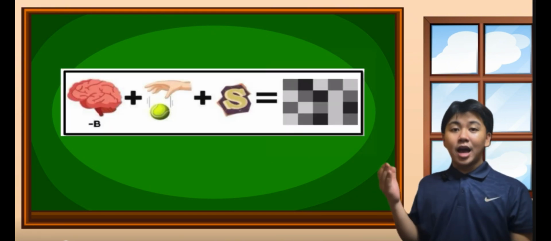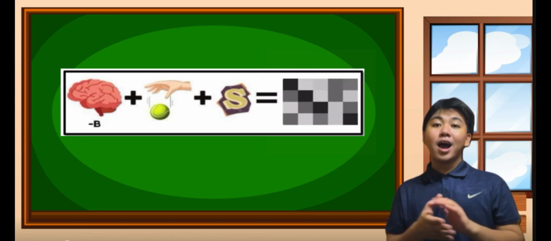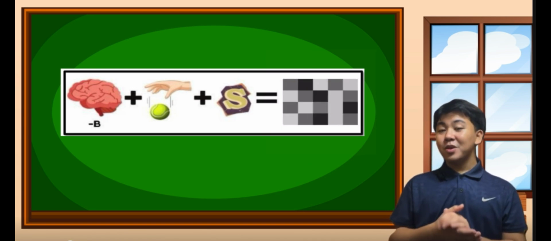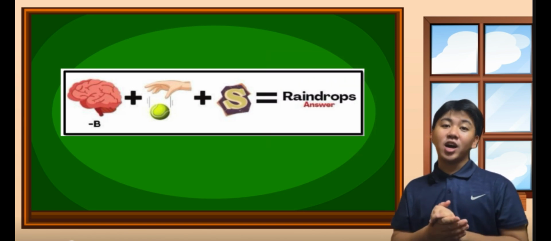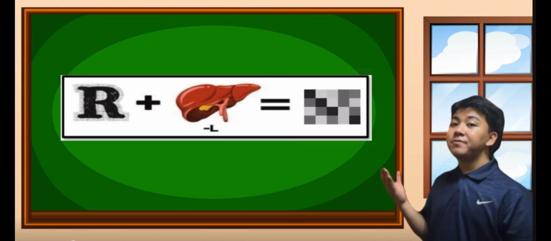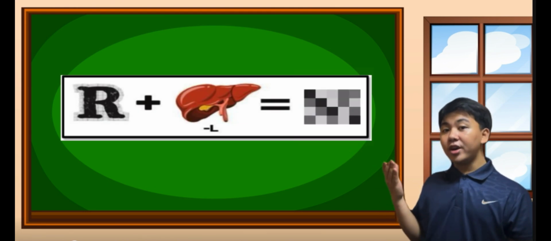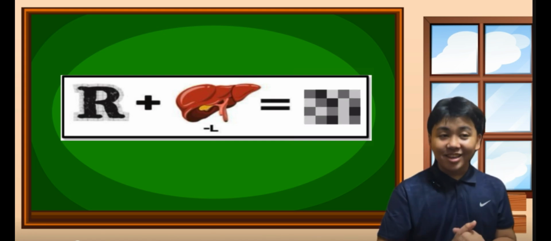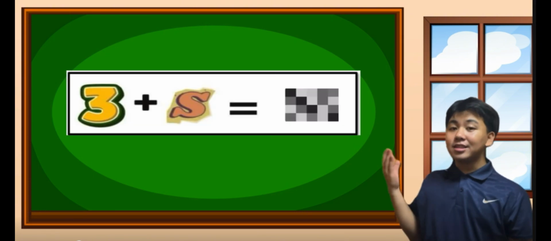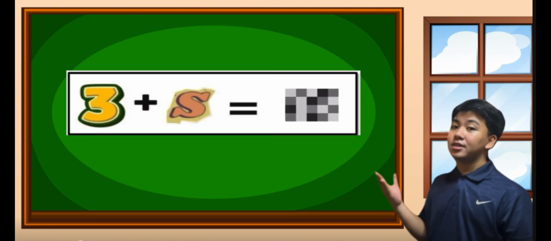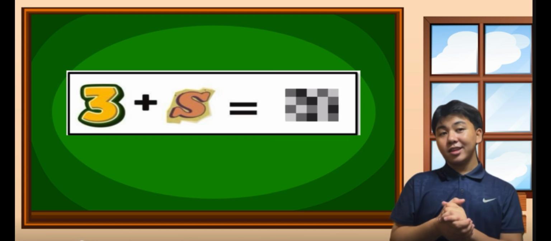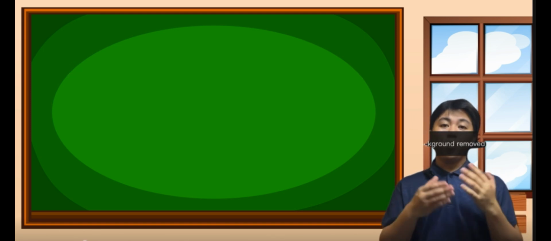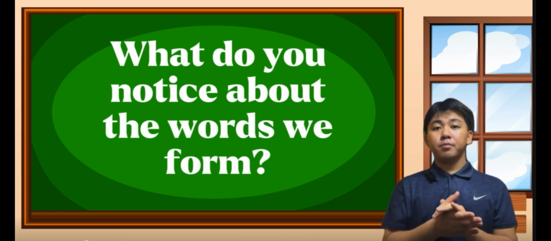Next picture, a brain without the letter B, a hand throwing something, and the letter S. What does that form? Very good. Our raindrops. Here we have the letter R plus our liver without the letter L that give us the word exactly, river. And lastly, the number 3 and the letter S. We put together, we read correct, trees.